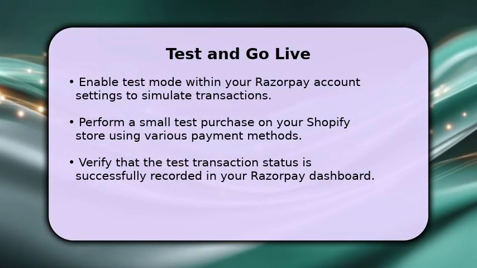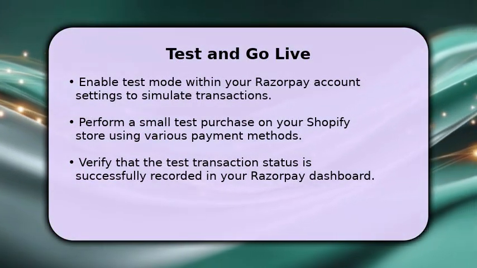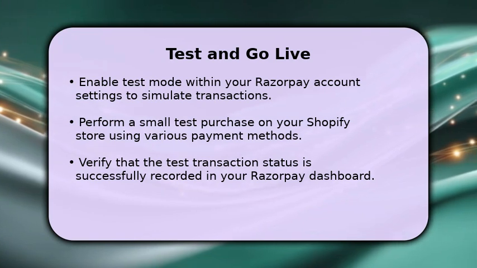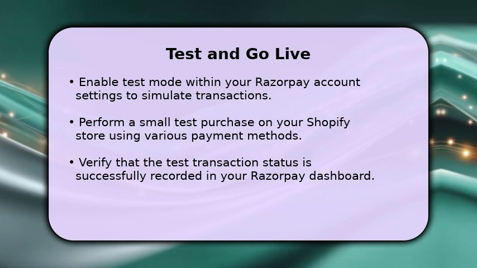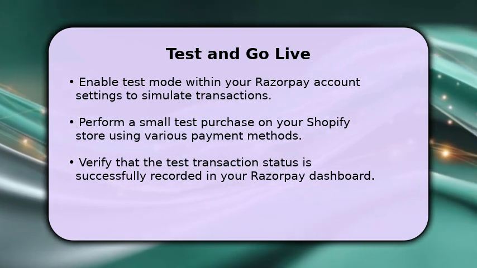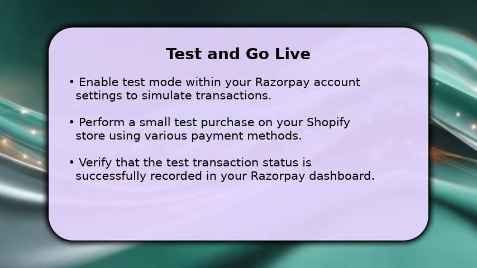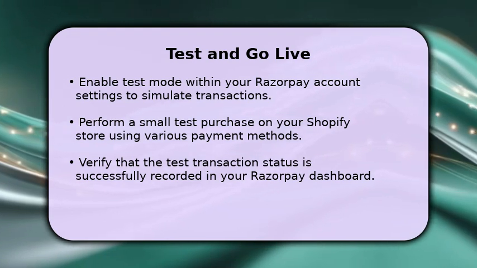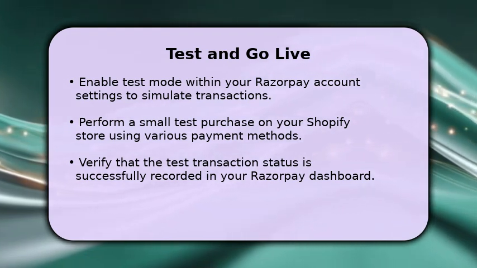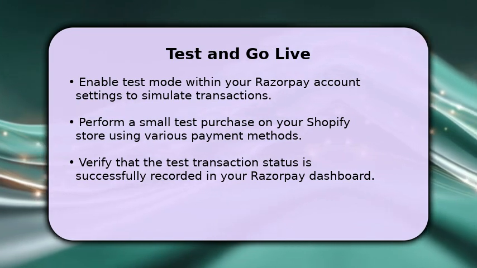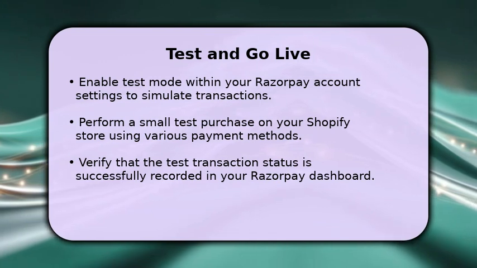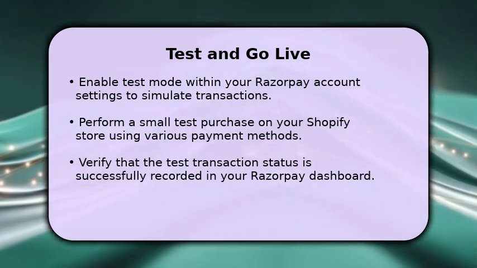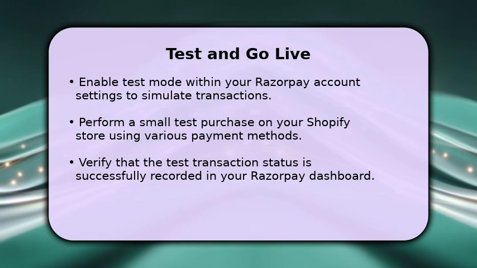Before going live, it's vital to test the integration. In your Razorpay account settings, enable test mode. Then, go to your Shopify store and make a small test purchase, trying out different payment methods like cards or UPI. After the transaction, check your Razorpay dashboard to confirm the payment was successfully recorded in test mode. Once you're satisfied everything works perfectly, disable test mode in Razorpay. Your Shopify store is now ready to accept live payments.